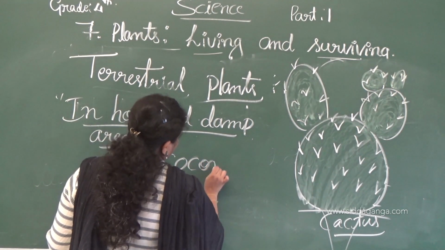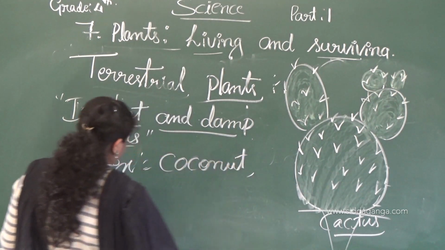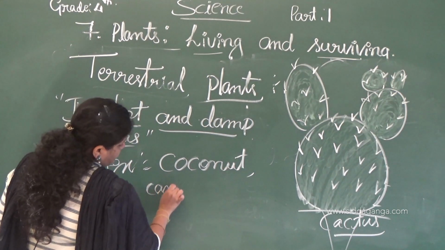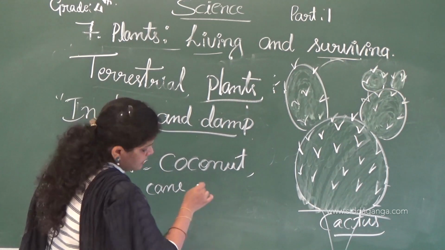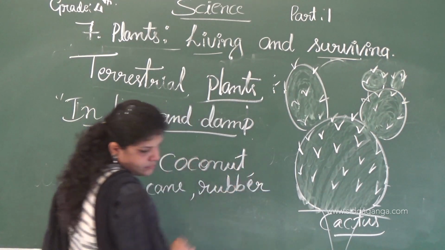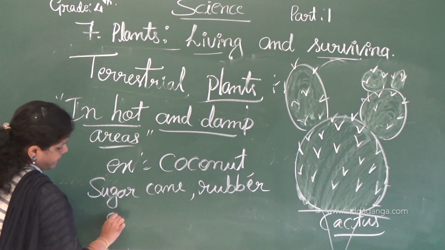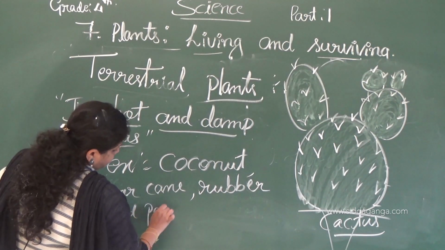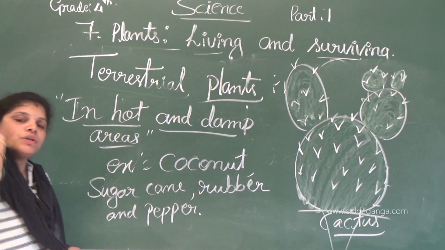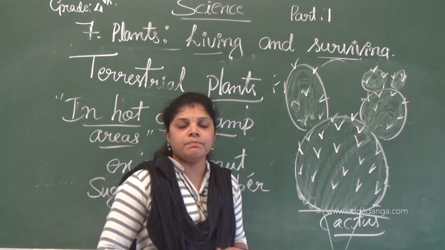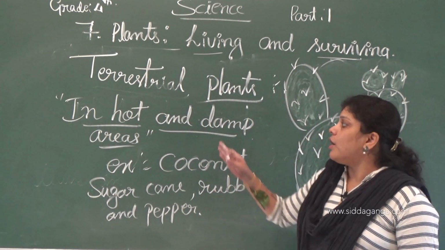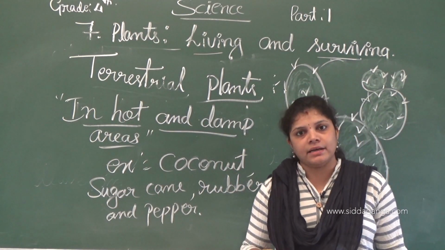coconut, sugarcane, then rubber, and pepper. See, these plants do not shed their leaves in autumn period. See, these plants and trees normally grow in hot and damp areas.